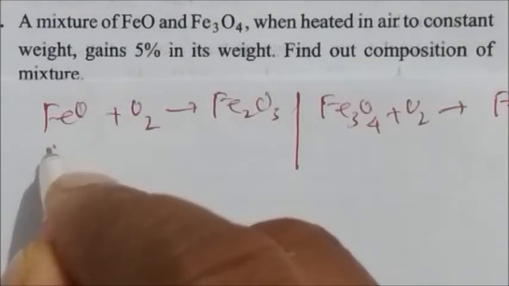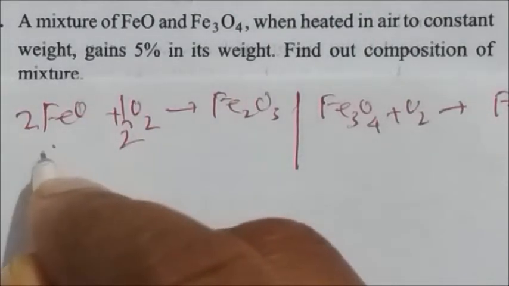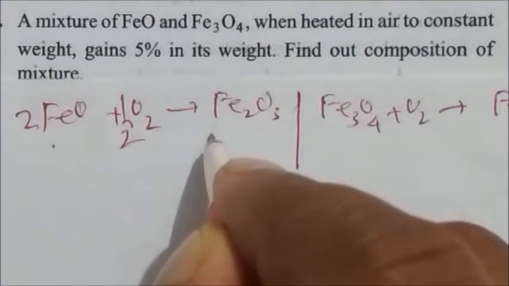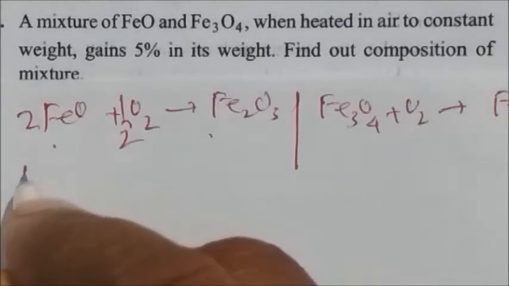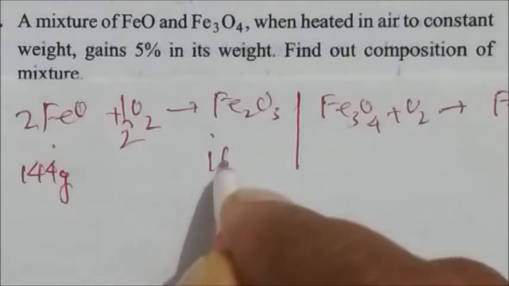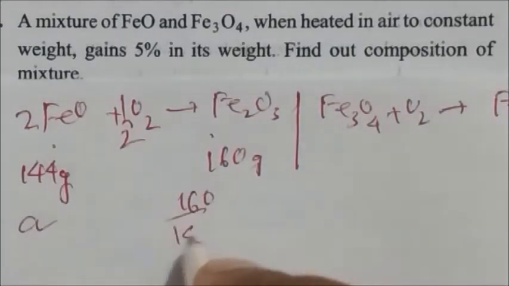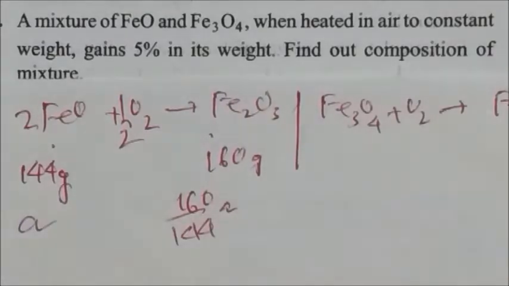If you see here, balance it: this becomes 2, this becomes half. So 2 moles is giving you 1 mole. The 2 moles is how much in terms of gram? It will be 144 gram. 144 gram is giving you 160 gram. So if you take A grams, it becomes 160 by 144 into A.